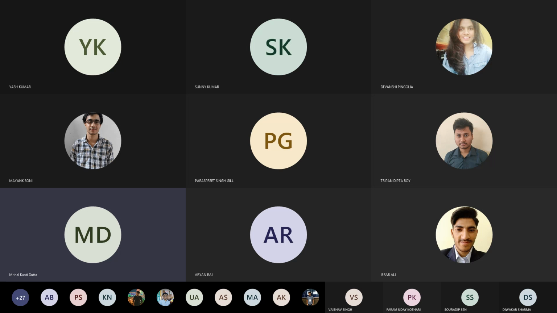Probably it's not so visible because the scan was not very good. And this is one of the problems that we are facing in the case of online classes.